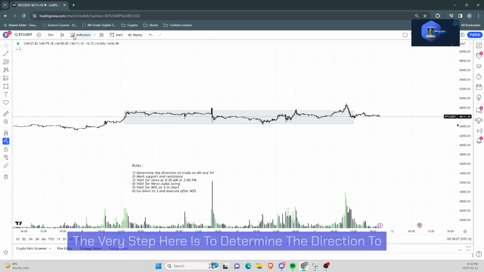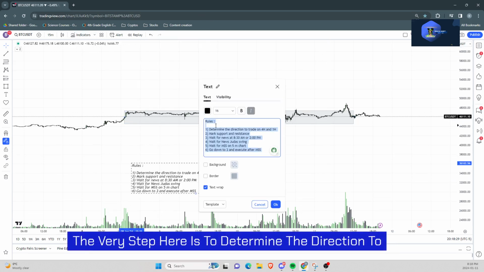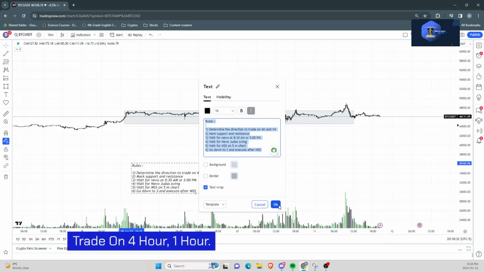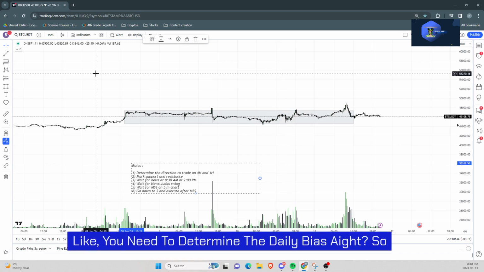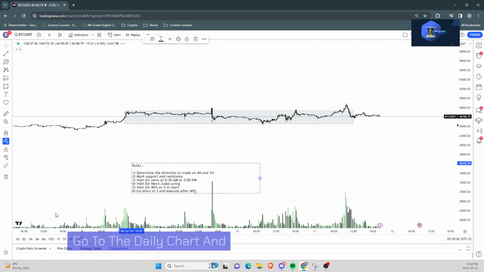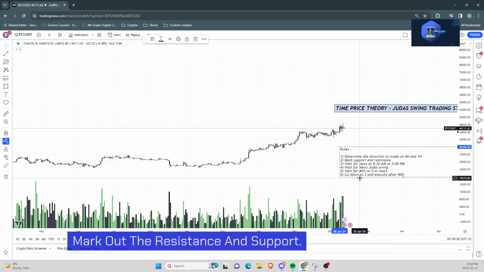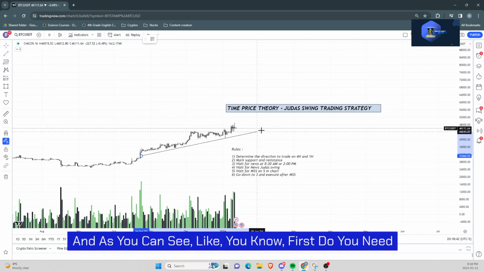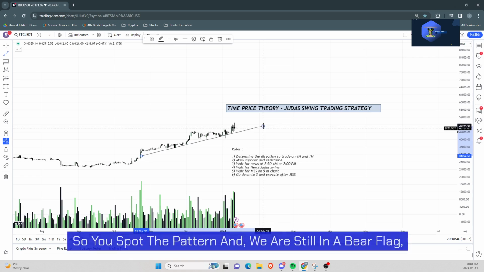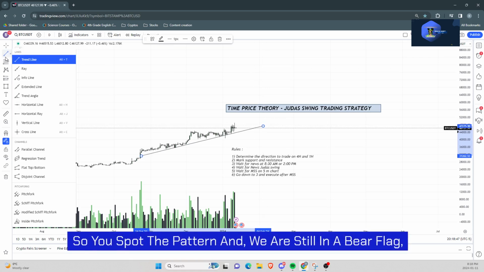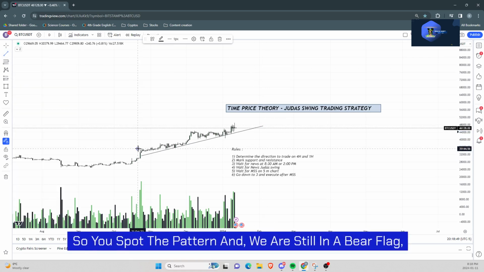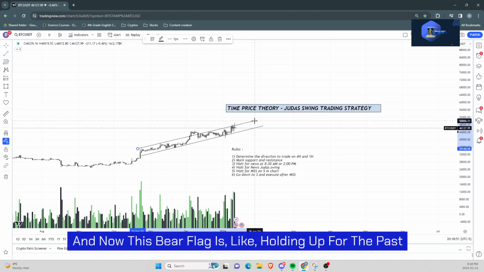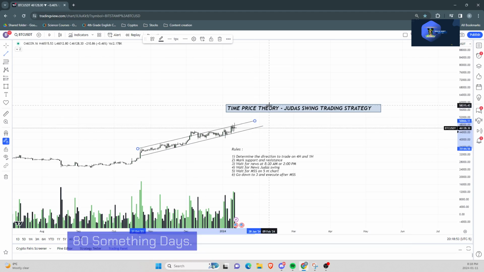All right. The very first step here is to determine the direction to trade on the 4 hour and 1 hour. You need to determine the daily bias, right? So go to the daily chart and mark out the resistance and support. As you can see, first you need to spot the pattern, right? So you spot the pattern, and we are still in a bear flag. And now this bear flag has been holding up for the past 80 something days.